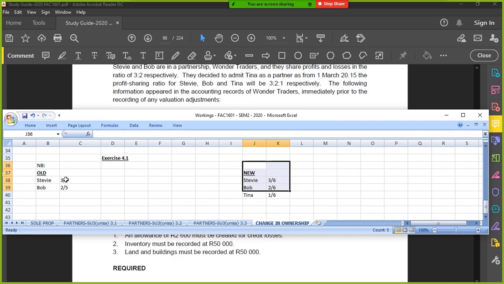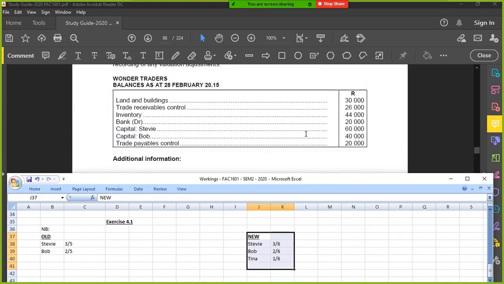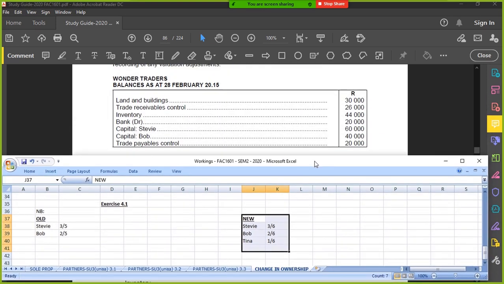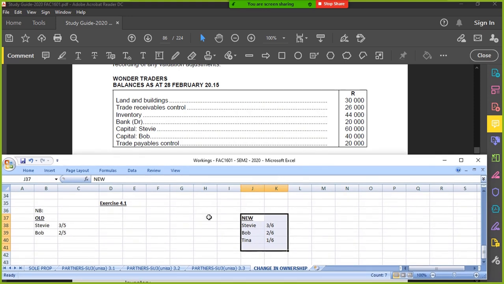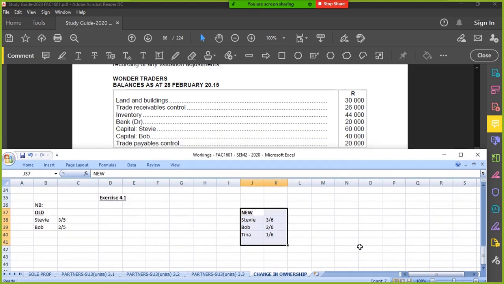Okay, make a note like this. This would be a little working that I would do for myself just to make sure that I can see what the old looks like and I can see what the new looks like. Okay, carry on. What else do you have here? The following information appeared in the accounting records of Wonder Traders immediately prior to the recording of any valuation adjustments. Good. So what does that tell you? These balances are for what? For the new or for the old? Old. Good. Okay, do you see how important that is?